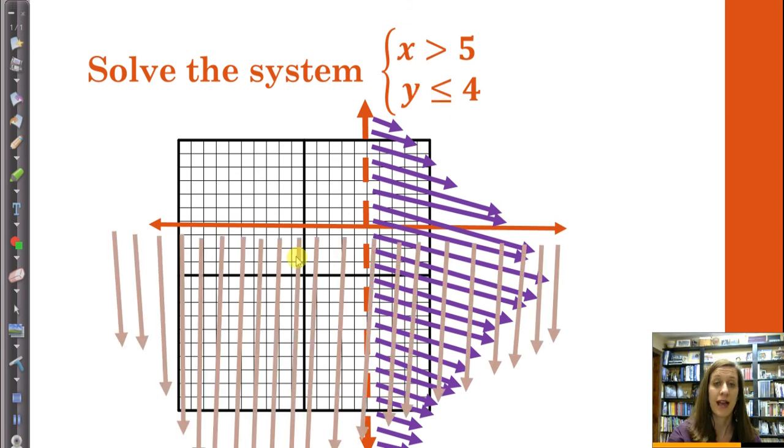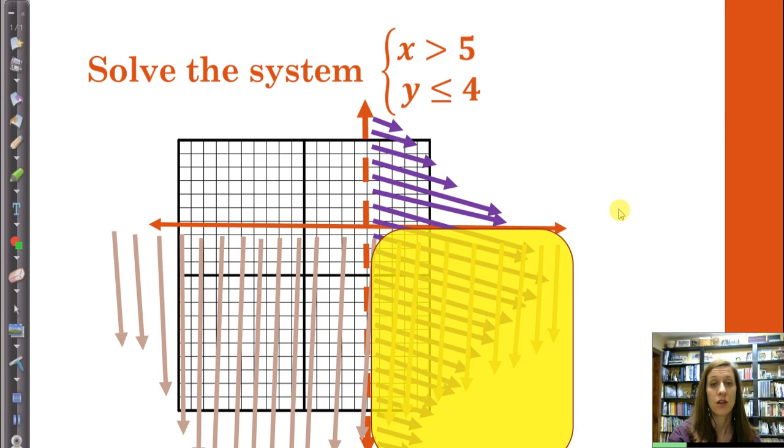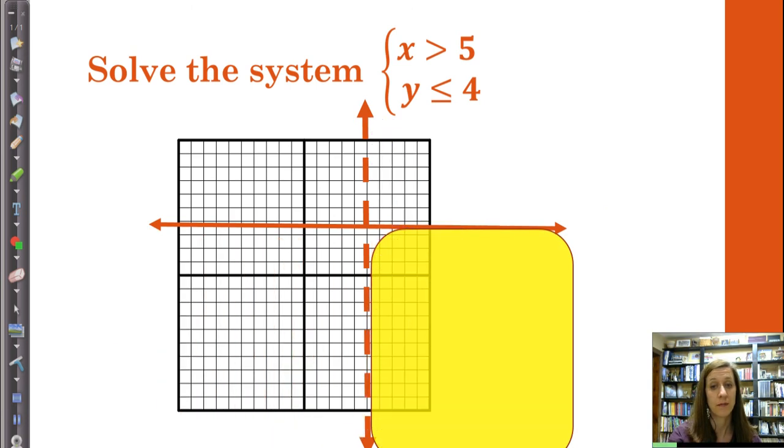So again, I have four regions. I have a region that has no shading, a region that has purple shading, a region that has the tan shading, and then the region that has both shadings. So your solution will be where the two shades intersect. So your final graph should look like this. You should have your lines, and then the solution is only the shaded region and the solid line along the shaded region, any point on the solid line along the shaded region.